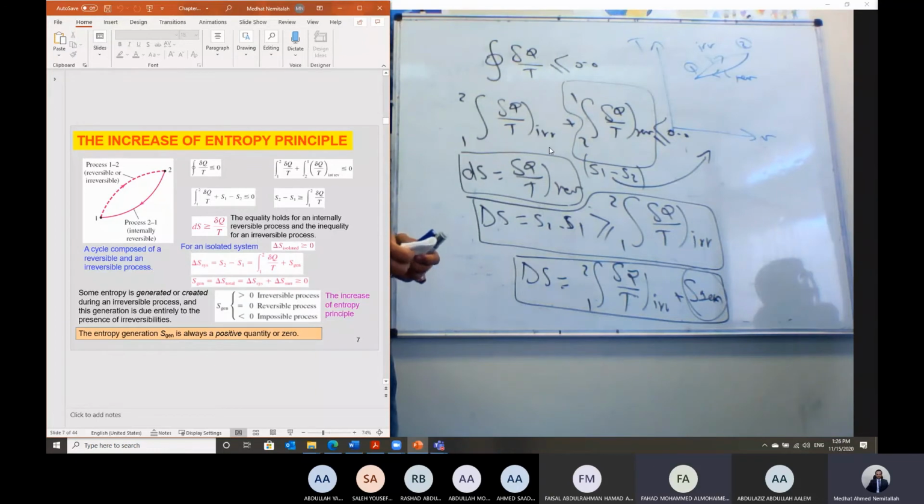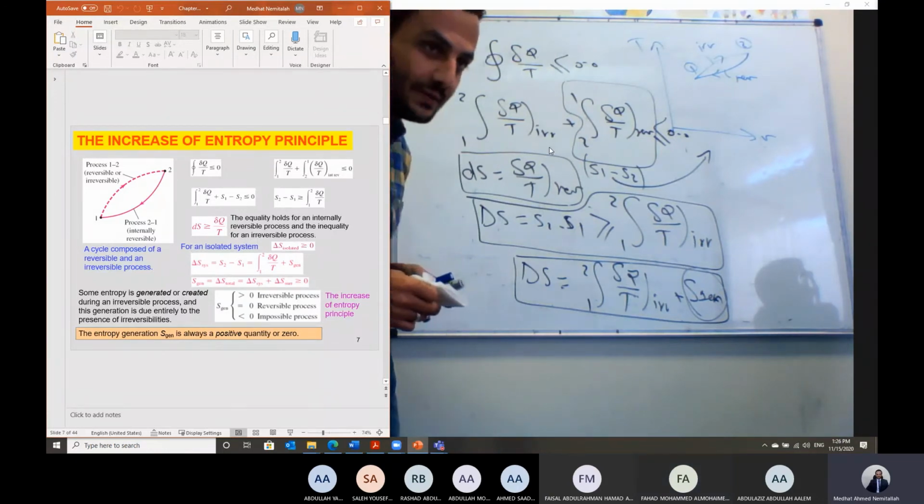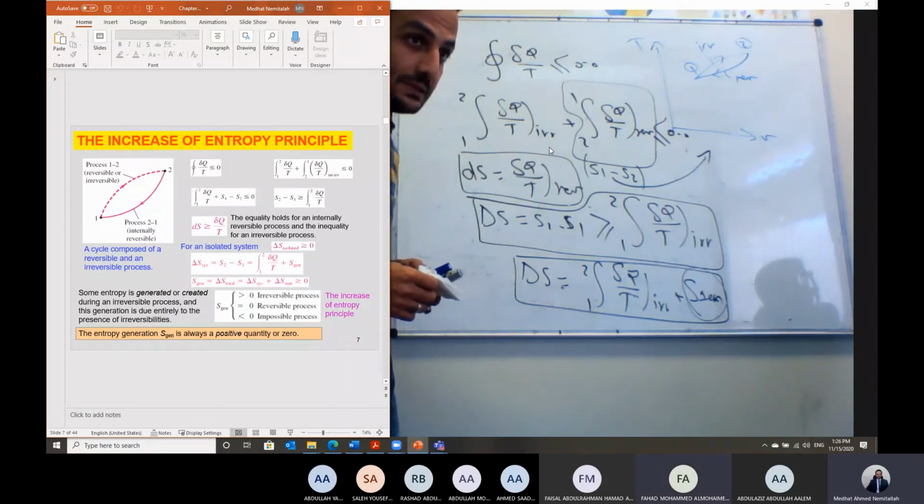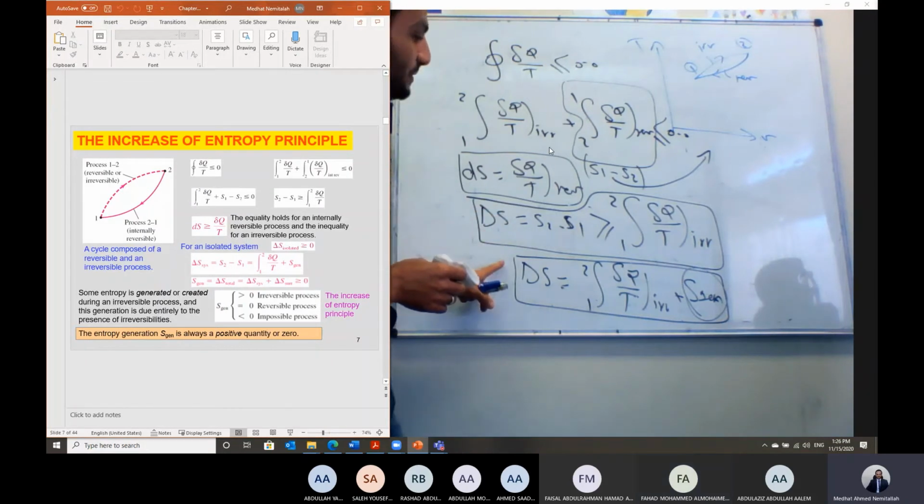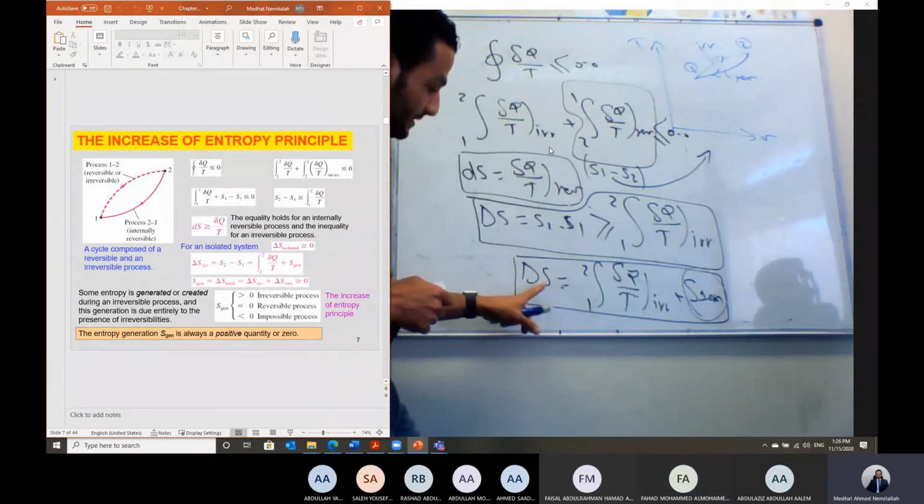Doctor, what's the difference between delta S and S generated? So, sorry? What's the difference between delta S and S generated? Delta S actually is the difference in entropy. Delta S is equal to what?